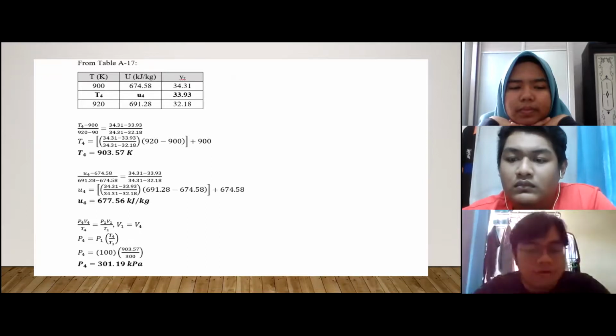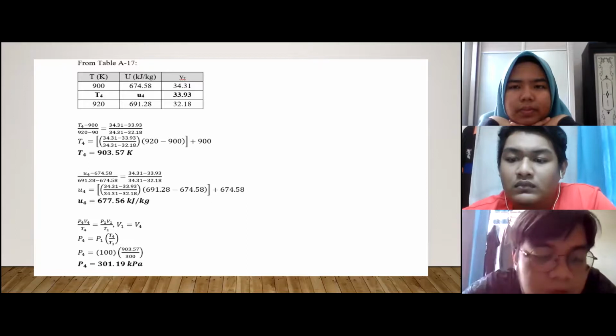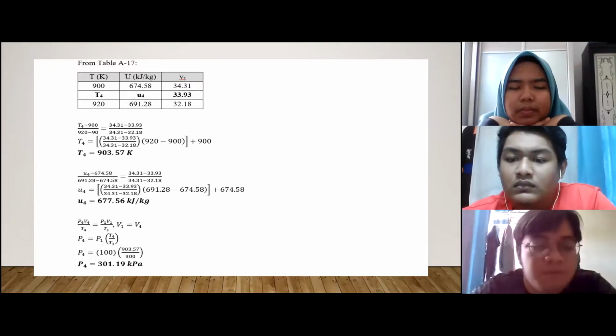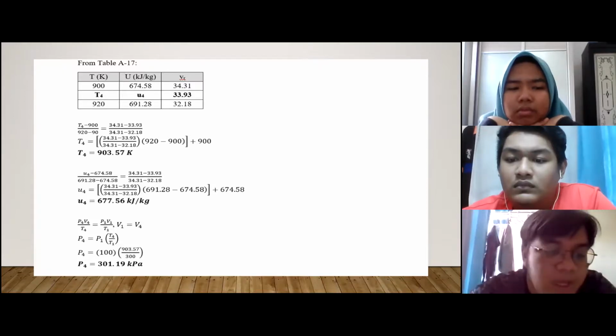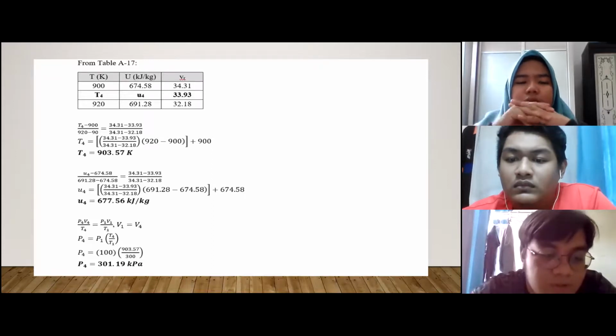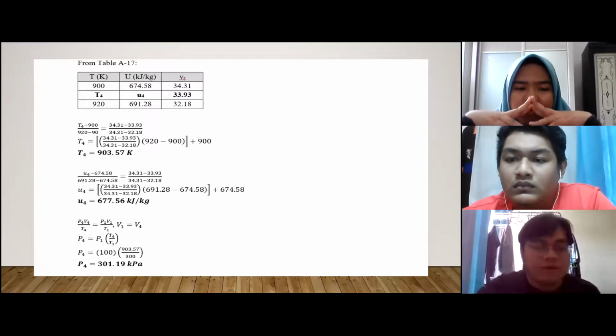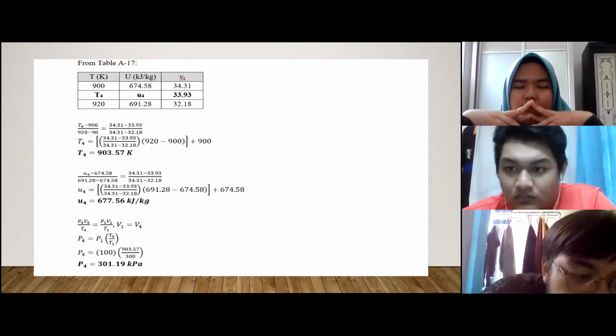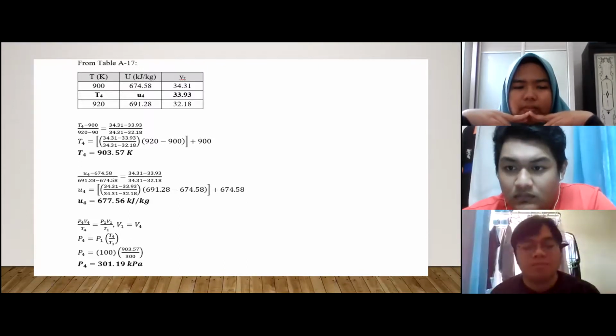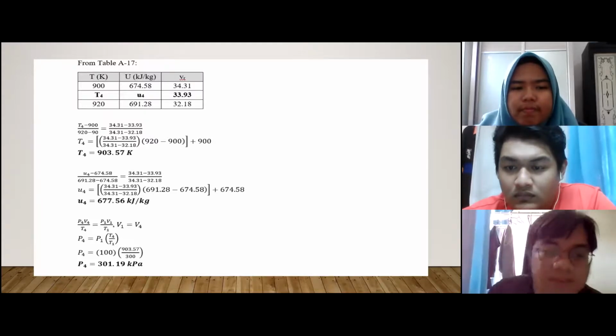Another formula is we know that P4 V4 over T4 equals P1 V1 over T1. V1 is equal to V4 because they have the same volume. So we cancel out the V and we get the formula P4 equals P1 T4 over T1. So we calculate P4 and we get the value 301.19 kilopascal. Next.